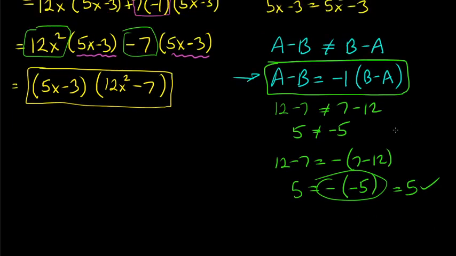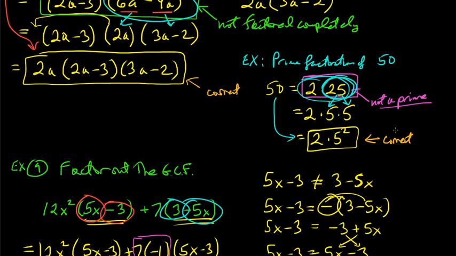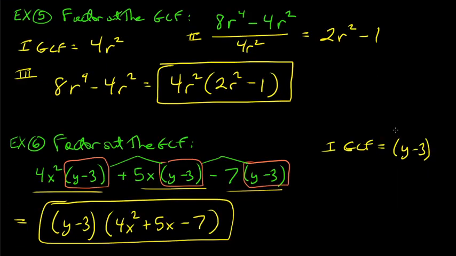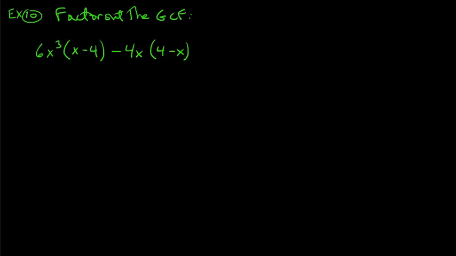All right, so I hope that helps. I think I'll give you one more, and then we'll move on to the next section. Okay, factor out the GCF, 6x cubed times x minus 4 minus 4x times 4 minus x. I think if you can handle this, you should be good here.